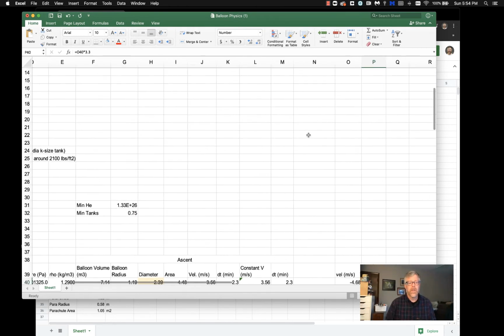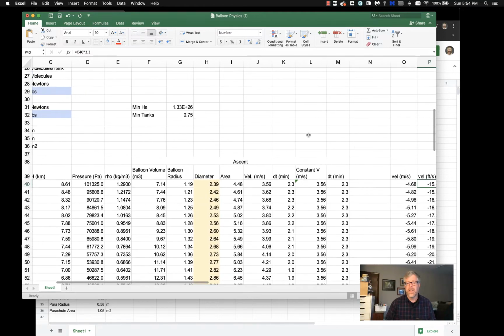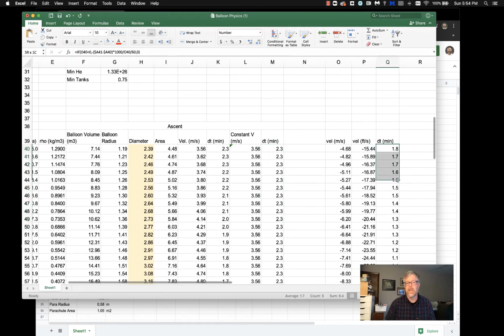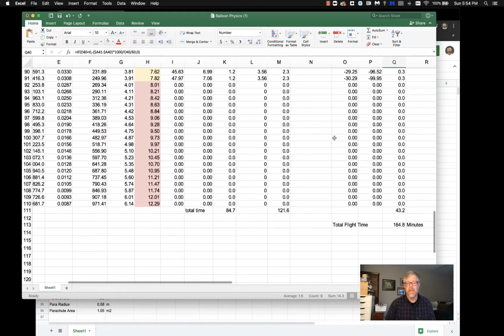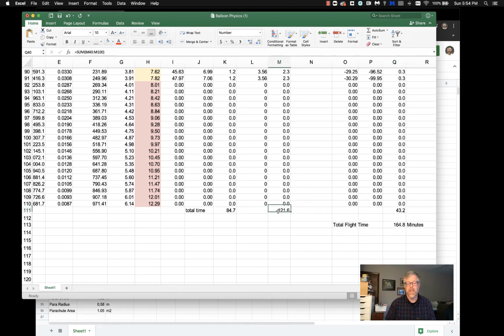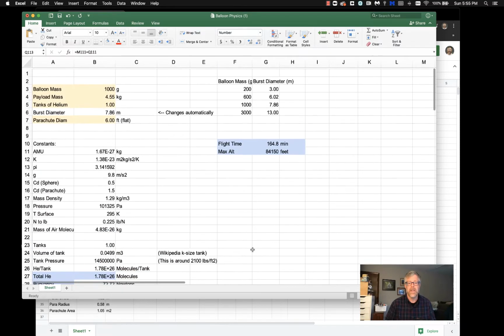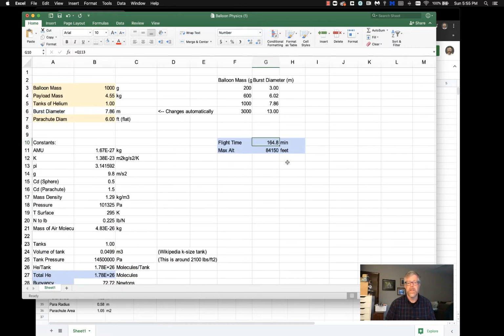Okay, so then what you can do with that is you can integrate these times here, and you can get the total time is about 121 minutes for the ascent and about 43 minutes for the descent, for a total time of about 164 minutes. And then I just report those things up here. So the flight time is 164 minutes.